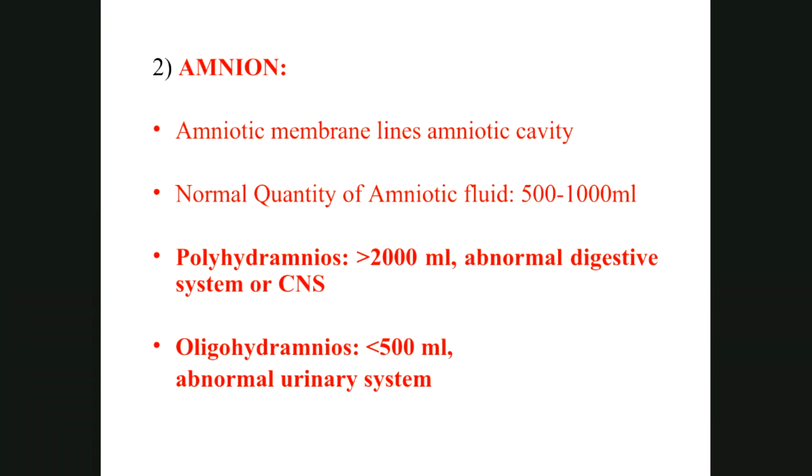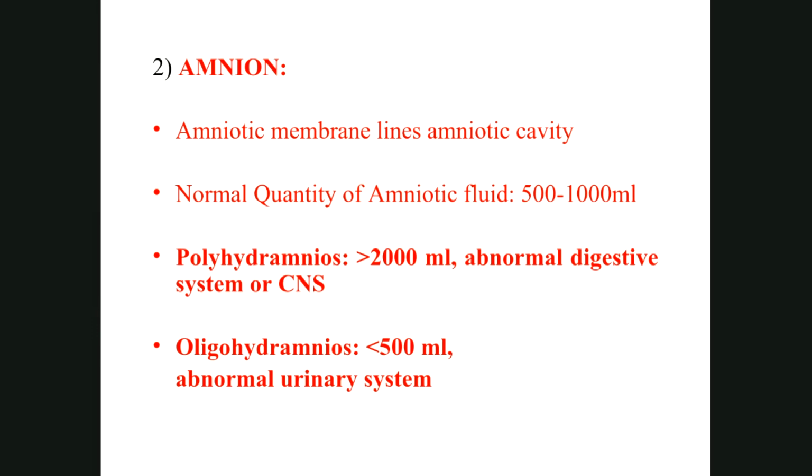If the fluid is less than 500 ml, then it is known as oligohydramnios, and it is suggestive of an abnormal urinary system. So an abnormal urinary system gives rise to oligohydramnios. The amniotic fluid will be less than 500 ml. If there is abnormal development of the digestive system or the central nervous system, the quantity of the fluid will be more than 2000 ml or 2 liters. If it's more than 2 liters, it will be known as polyhydramnios.